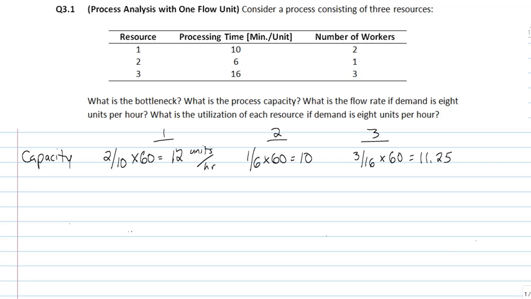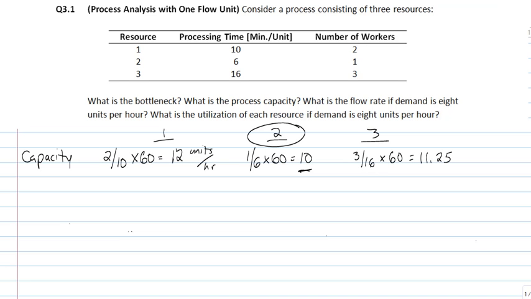Since the bottleneck is defined as the resource with the lowest capacity, we know that the bottleneck in this example is resource 2, which has a capacity of just 10 units per hour. This also means that the process capacity of the system is equal to 10, since the process capacity is the capacity at the bottleneck.